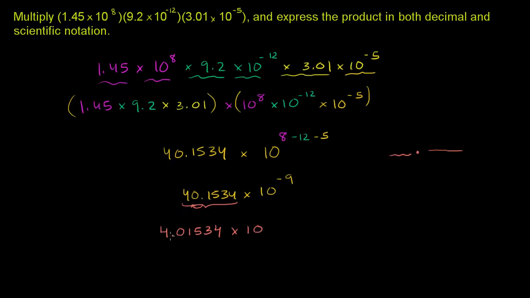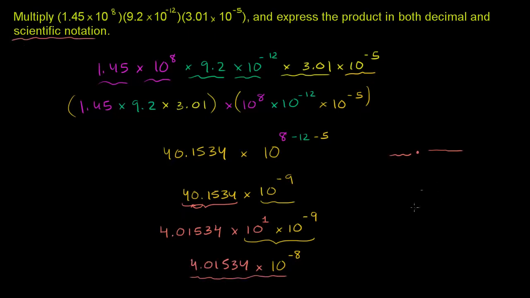And so you're going to have all of this times 10 to the first power, that's the same thing as 10 times this thing times 10 to the negative 9th power. And then once again, powers of 10, so it's 10 to the first times 10 to the negative 9, which is going to be 10 to the negative 8th power. And we still have this 4.01534 times 10 to the negative 8. And now we have written it in scientific notation.